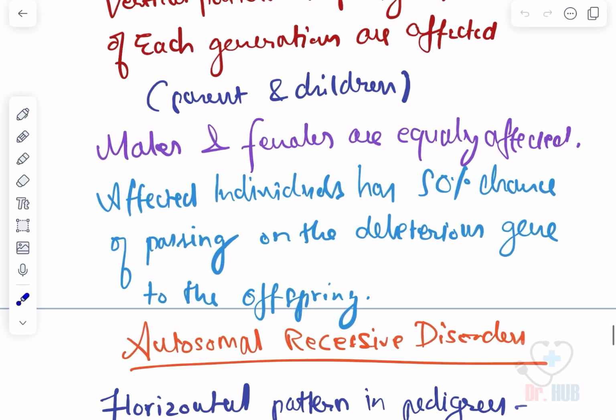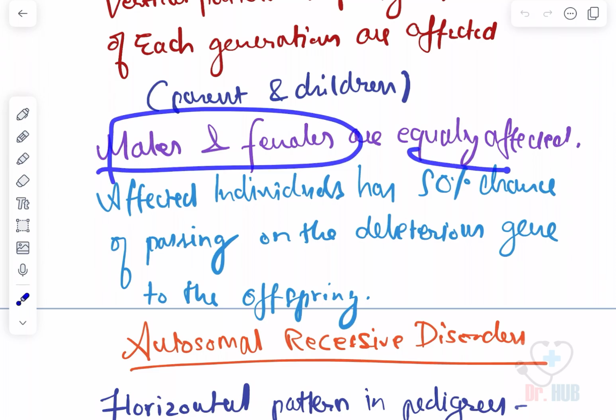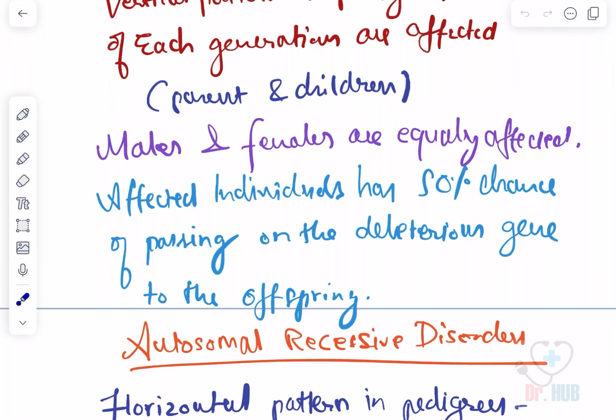In autosomal dominant, the males and females are equally affected. And the affected individual has a 50% chance of passing on the deleterious gene to the offspring.